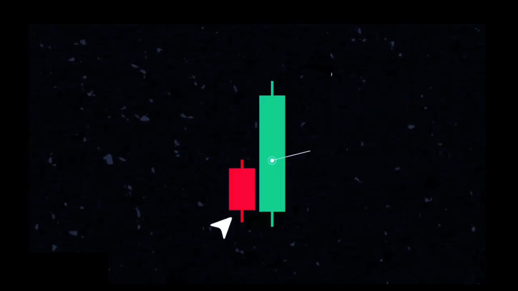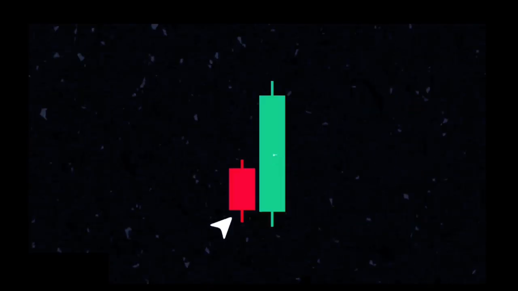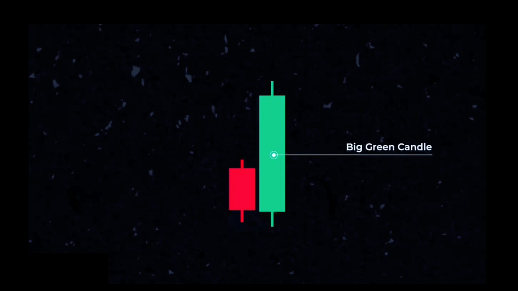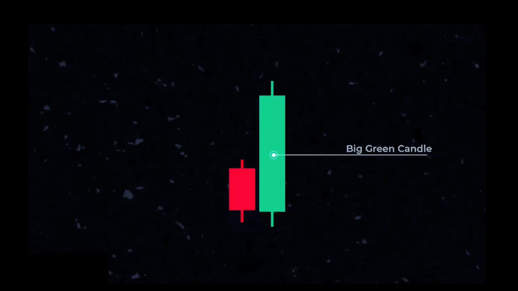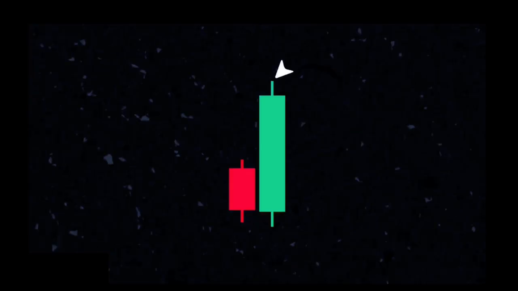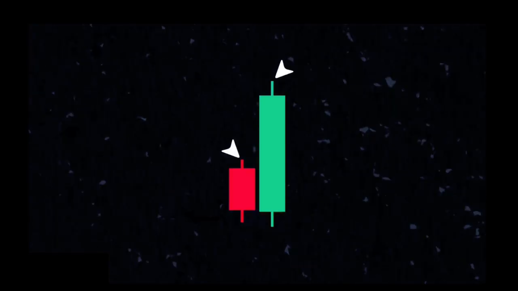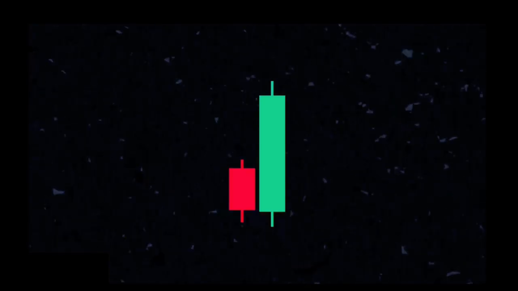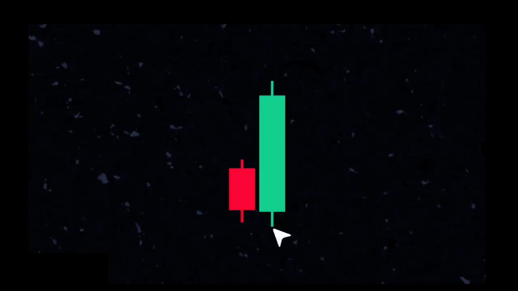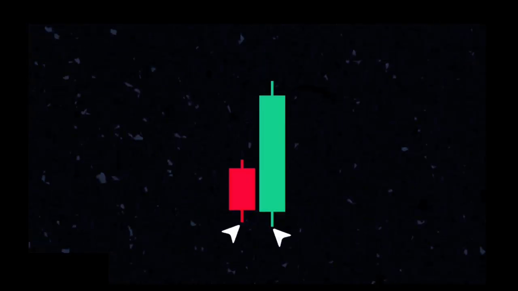This means we first see a red candle. Then, the next candle is a big green candle that completely engulfs the red candle. The high of the green candle is higher than the high of the red candle. Similarly, the low of the green candle is lower than the low of the red candle.